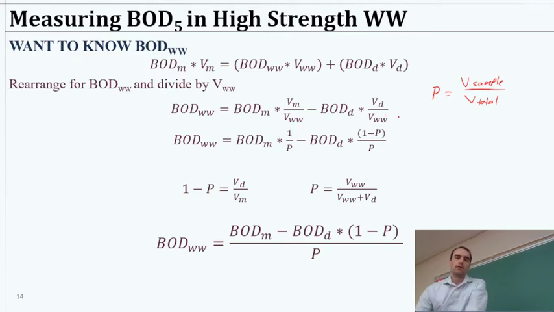Maybe we write it as V wastewater, since normally we're testing BOD for wastewater. Really, we could do it for any sort of sample. It could be a pond water, could be whatever, but most often when we're talking about BOD, it's in the context of wastewater.